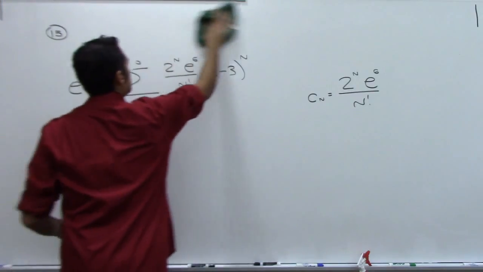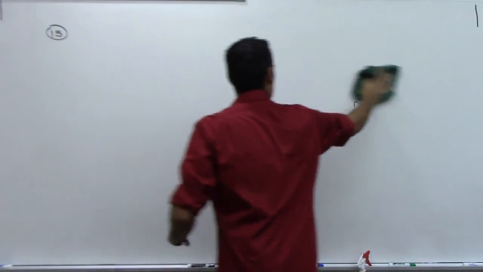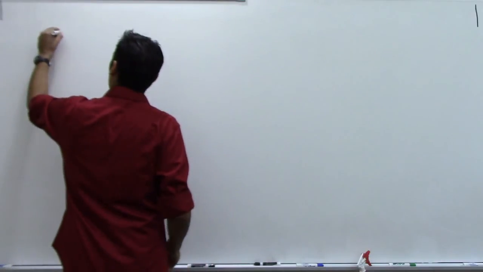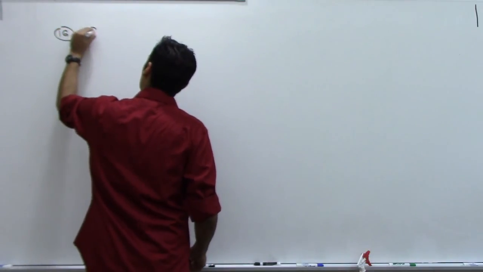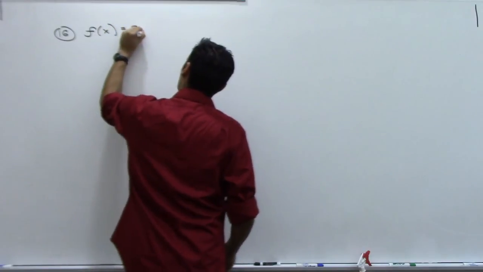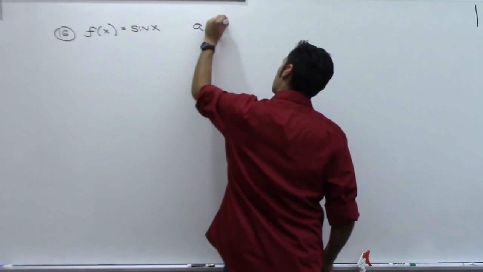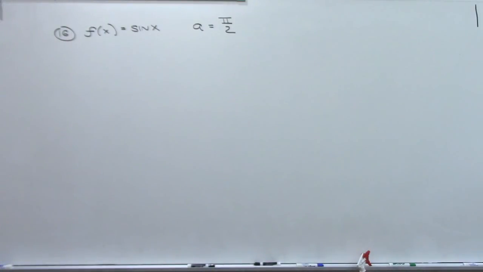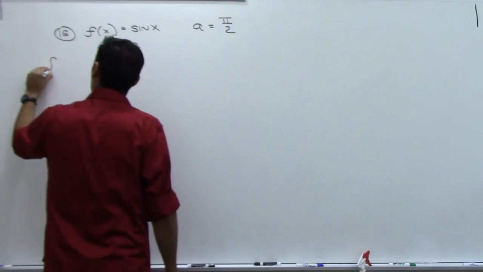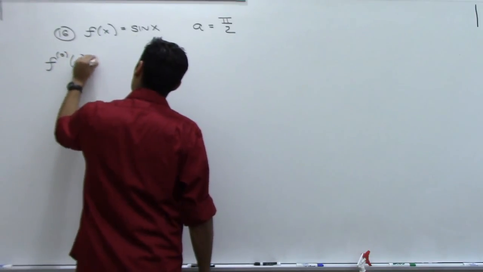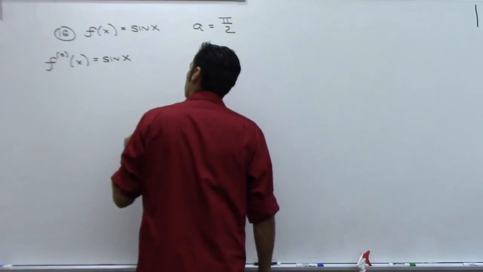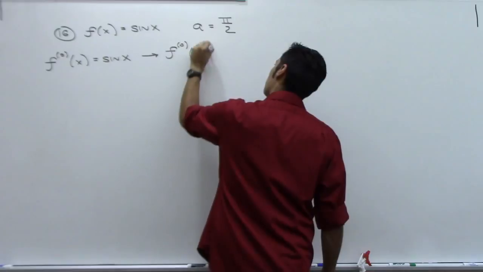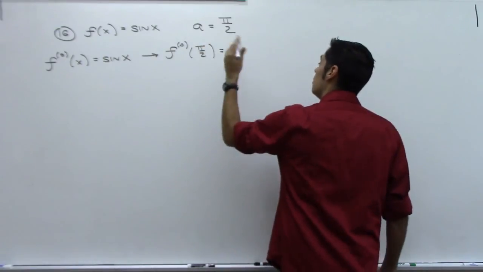I'll do one more. We'll do 16. f of x equals sine x, a is pi over 2. So some derivatives. Zeroth derivative is itself. Plug pi over 2 into the zeroth derivative: sine of pi over 2 is 1.